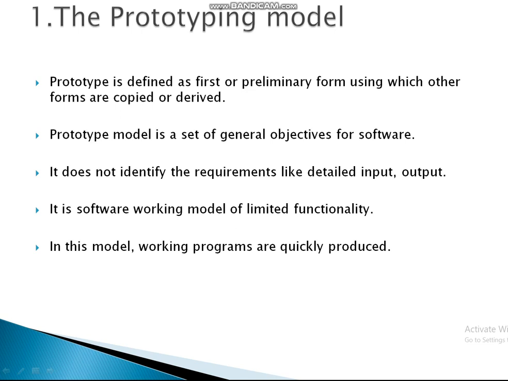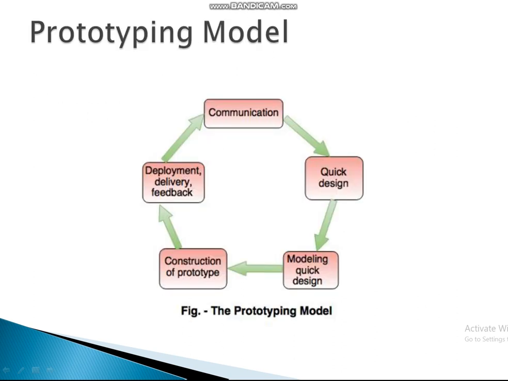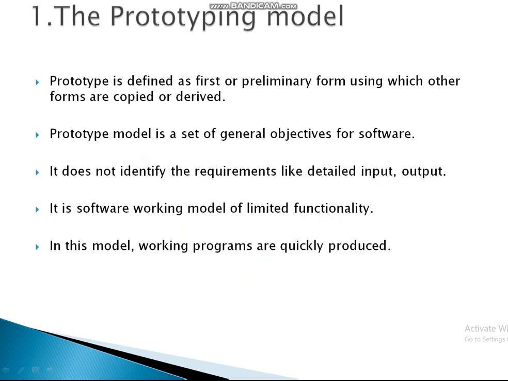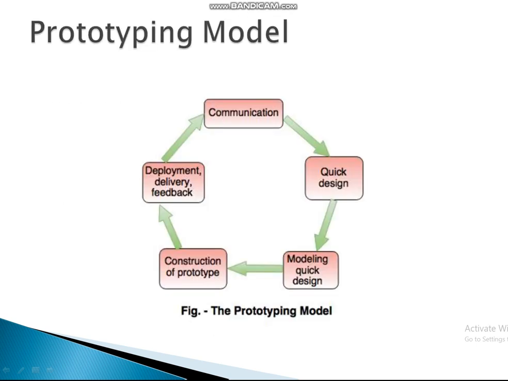In this model, working programs are quickly produced. So this is a fast producing prototyping model. Let's have a look at this prototyping model diagram. So we have communication, quick design, modeling, construction of prototype, development, delivery, and feedback.